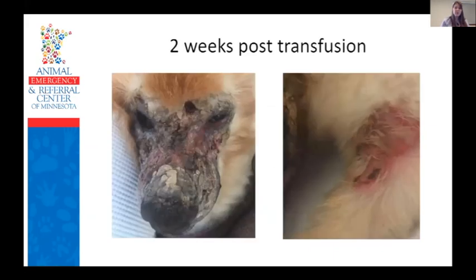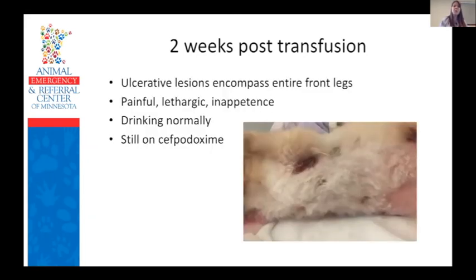Yeah, that didn't go well. He still continued to progress. He did not get better despite doing this therapy. And he's still on dexamethasone and not tolerating it well. So he still has these erosive and ulcerative lesions all over. He's still on the Cefpo because Lord knows he can't come off of it or he flares even worse. He's drinking normally, which is good.